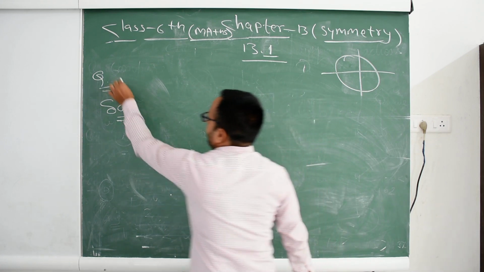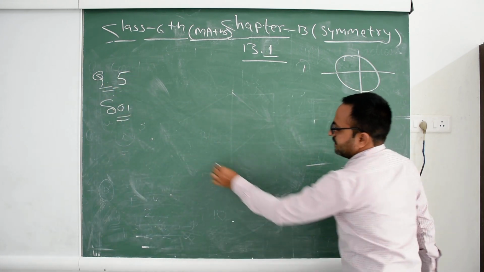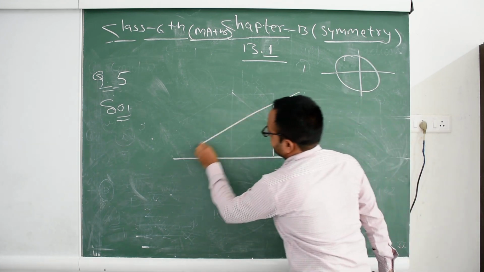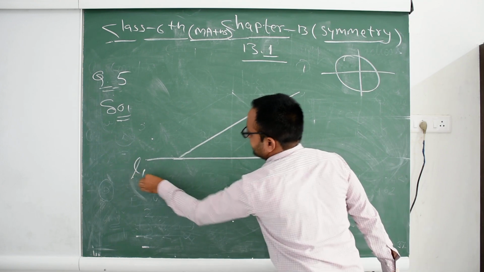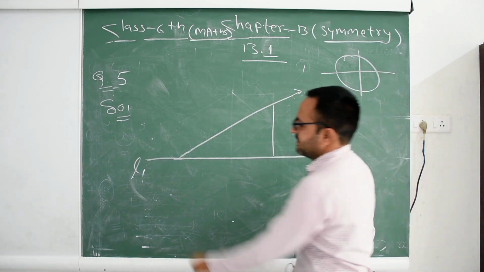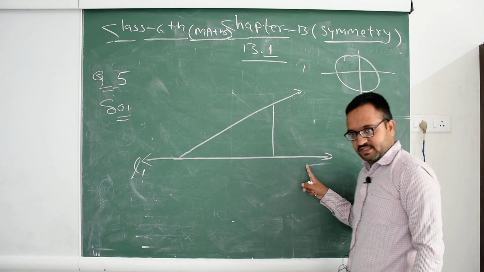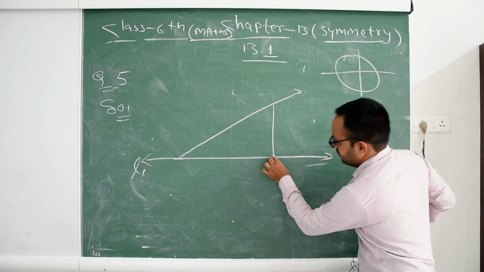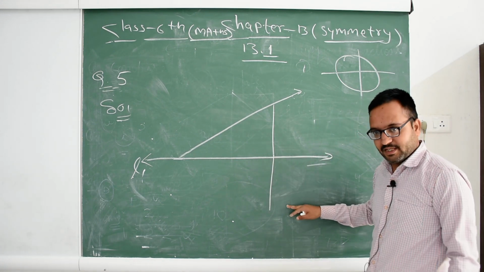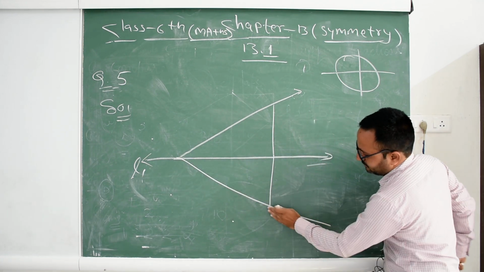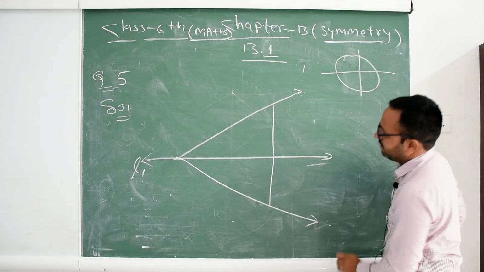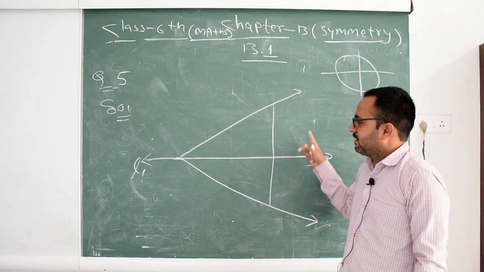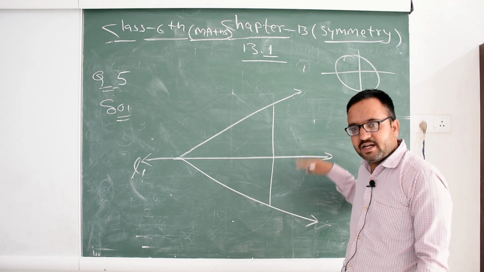Again we have an incomplete diagram. First we draw the incomplete diagram, and this is your line of symmetry. Okay, so if this is a line of symmetry and this is the incomplete diagram, now we complete the diagram. So we draw the same line, and this is your complete diagram. Okay, and with the help of the line of symmetry we have seen this is a reflected diagram.